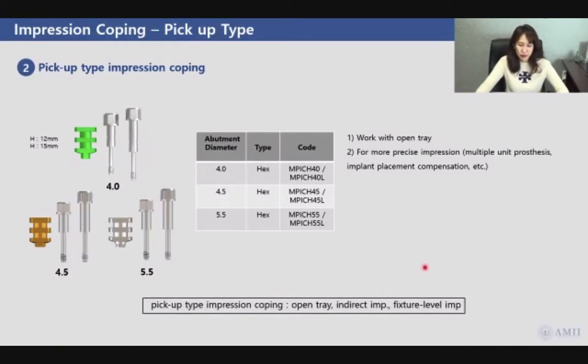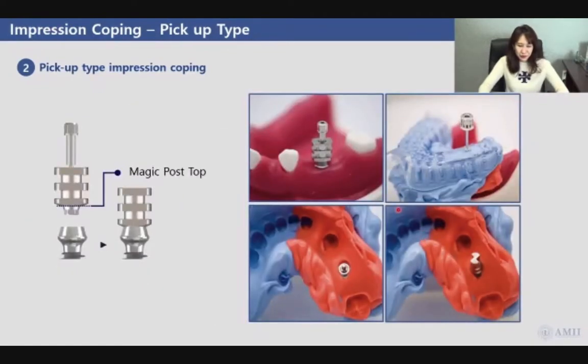And we will use this open tray coping with the open tray impression technique and indirect impression. And let me show you again. Here are the technical steps. This is how it sits on the Magic Post top. The open tray coping also sits on top of the post. It's the same. We're going to connect the impression coping inside the mouth like this.